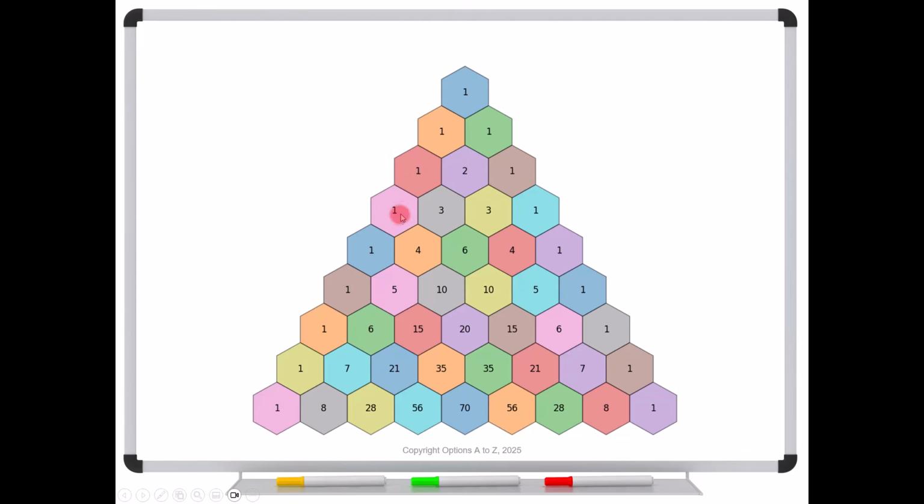We do the same thing. This pink one here is 1 plus 0. This 3 is 2 plus 1. We drop that down. This yellow 3 is 2 plus 1. We drop that down. And this one is 1 plus 0 is 1. So we just keep working through it. And there are a ton of really fascinating patterns and things that spring up from Pascal's triangle.